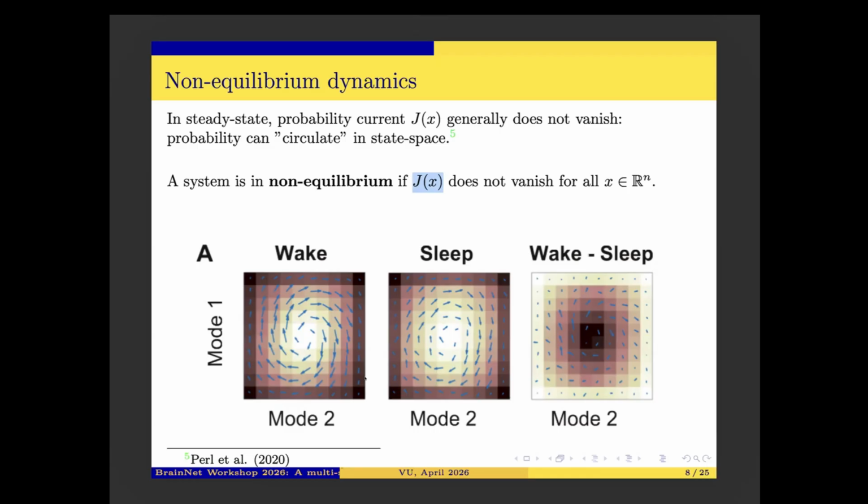And here you have an example of one of these studies on ECoG data, where they applied principal component analysis to the data. So they have two components, and then they reconstructed this probability flow. Here you see how it looks in an awake state and in a sleep state. You see, for example, that this system is not in equilibrium, because there's a circulation of current. And apparently there are some differences between these two states.